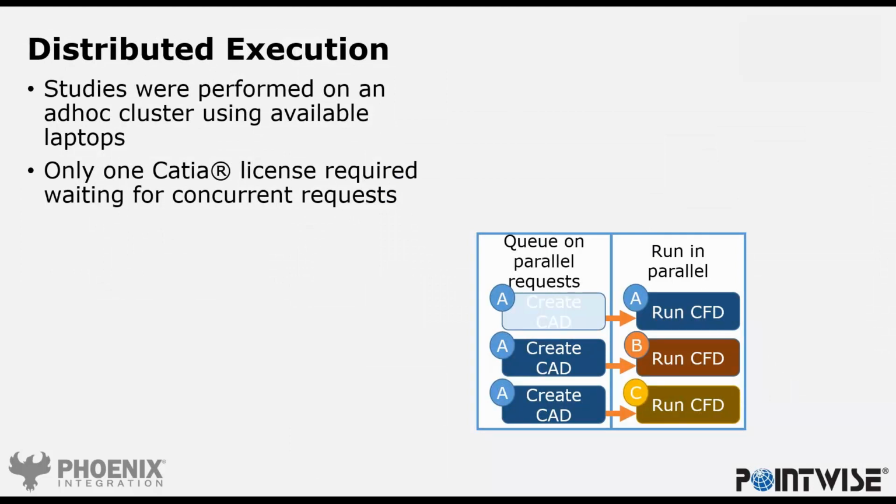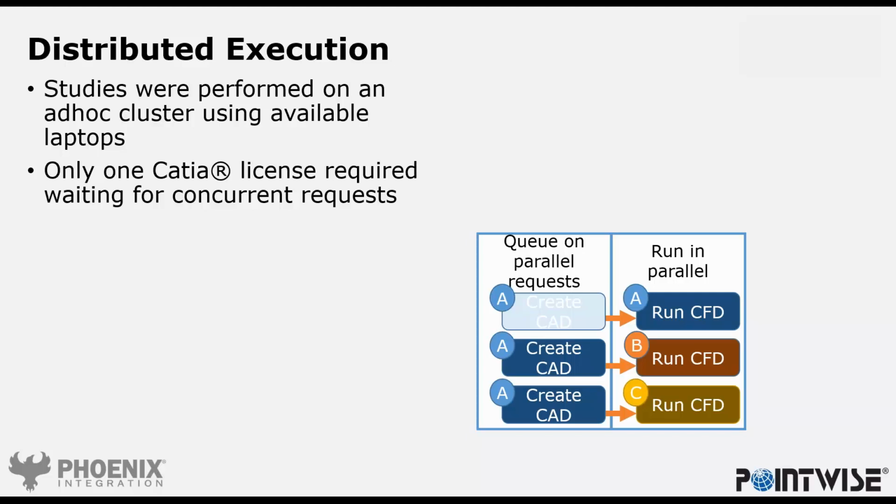Now, as I mentioned, I was doing this on my laptop, so I had 3 available laptops and only 1 CATIA license. I had 3 AccuSolve licenses. So I needed to figure out a way to use all my computing resources effectively. And so I had to come up with a way to queue my CAD evaluations while running the CFD in parallel. And ModelCenter allowed me to set up such an ad hoc network.